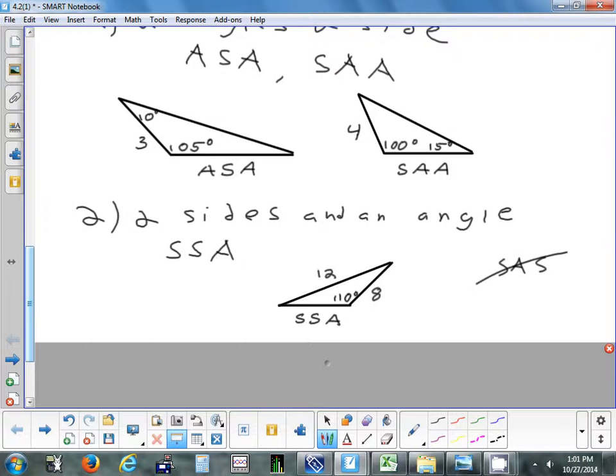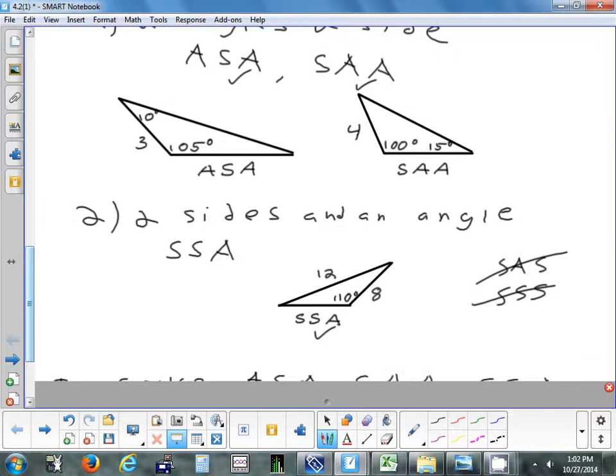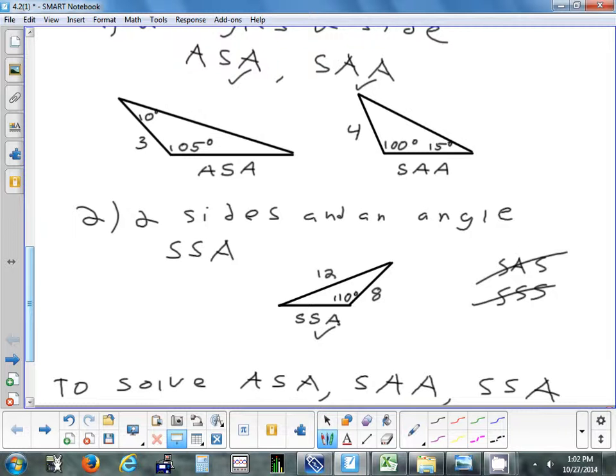And there's one more that we can't do today either. Side, side, side. Yeah, side, side, side. We can do it, we just can't do it with what we're learning today. All right, so the only three that we can do are angle, side, angle; angle, angle, side; and side, angle, angle. Those are the three that fall under law of sines.